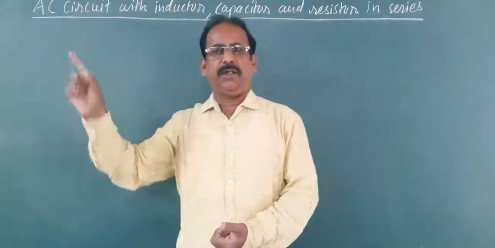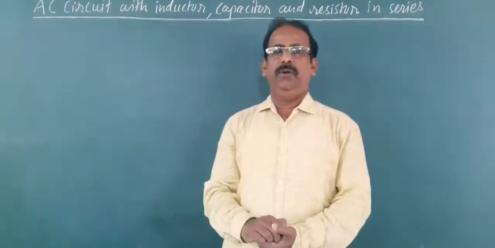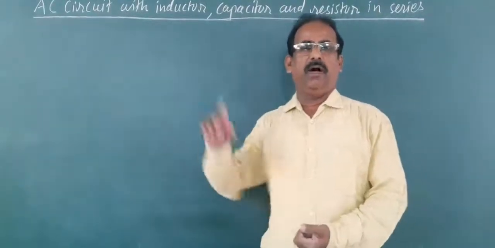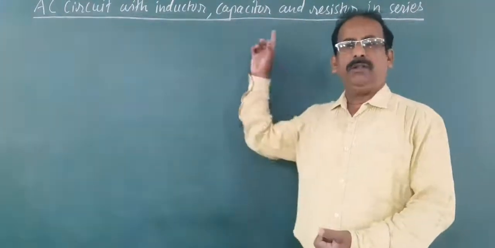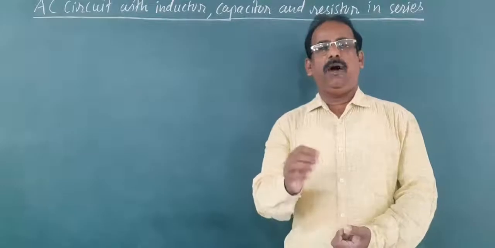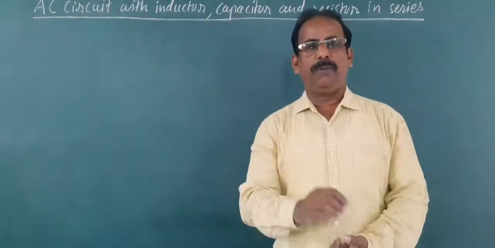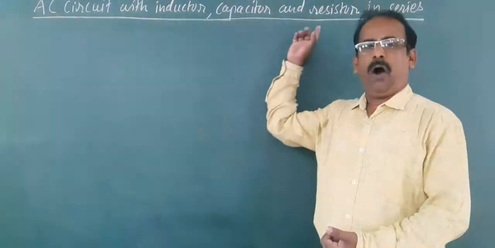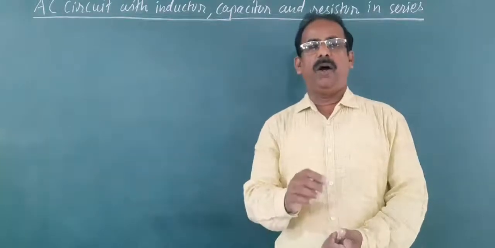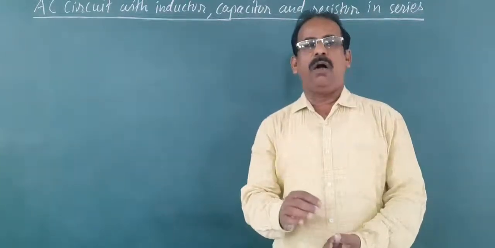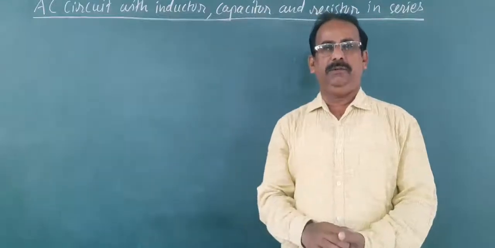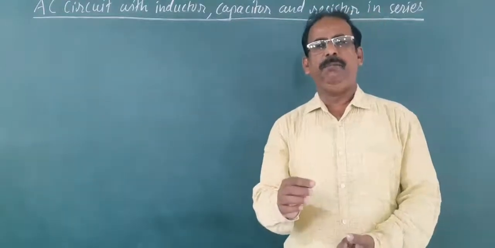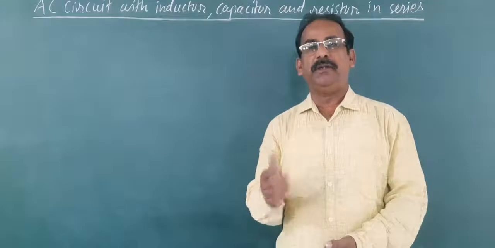Similarly, in this circuit where there are three components, one inductor, second capacitor, third resistor, all these three components offer resistance to the flow of alternating current. This resistance offered by all these three components to the flow of alternating current is called impedance of that circuit. We are going to find the expression for impedance using phasor diagram.